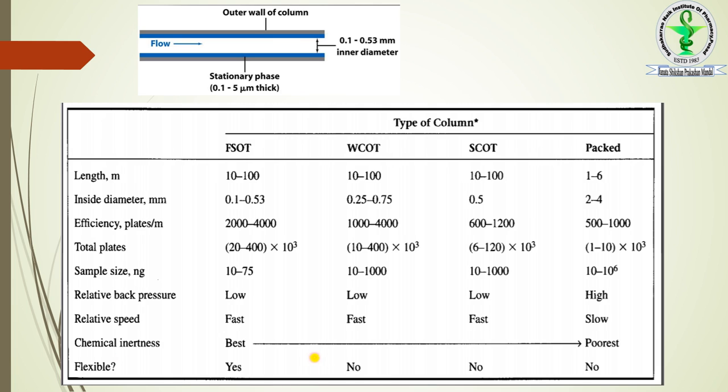Chemical inertness, they are the best, FSOT, but the others are poor. Chemical inertness is low. Flexible, they are flexible. They are not flexible, no, and packed column is also not flexible, so they can't be moved.